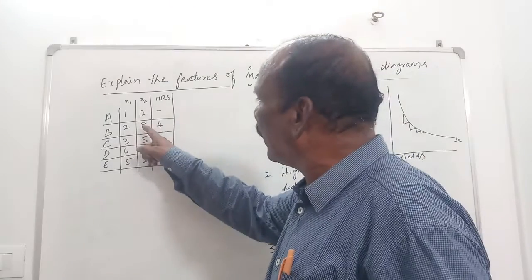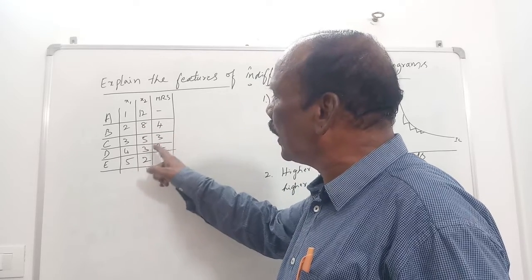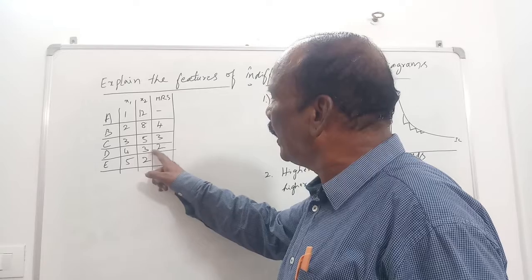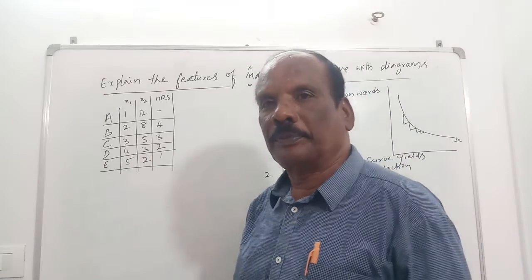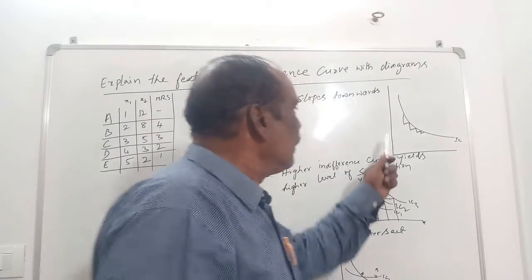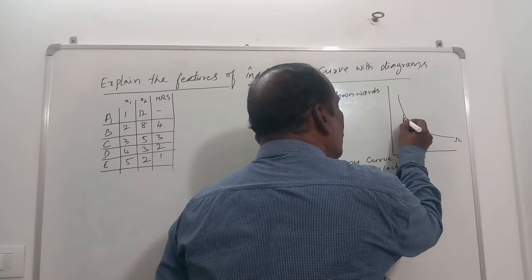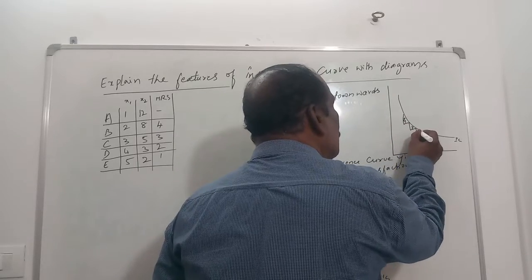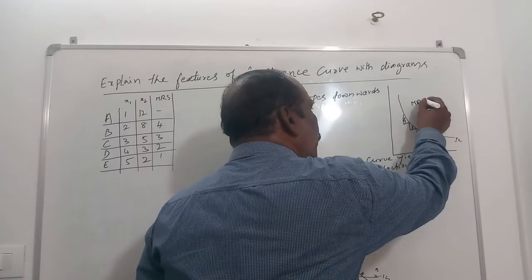See, 12 minus 8 is equal to 4, 8 minus 5 is equal to 3, 5 minus 3 is equal to 2, 3 minus 2 is equal to 1. So with this you can show it here. See, it is 4, 3, 2, 1. So MRS goes on falling.